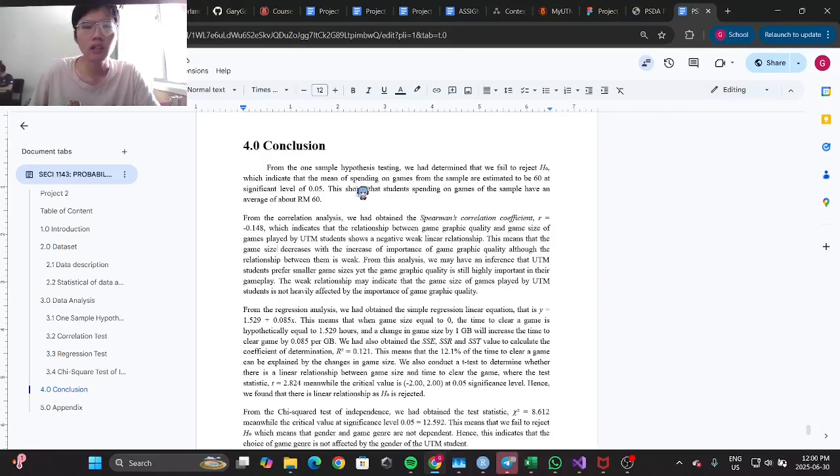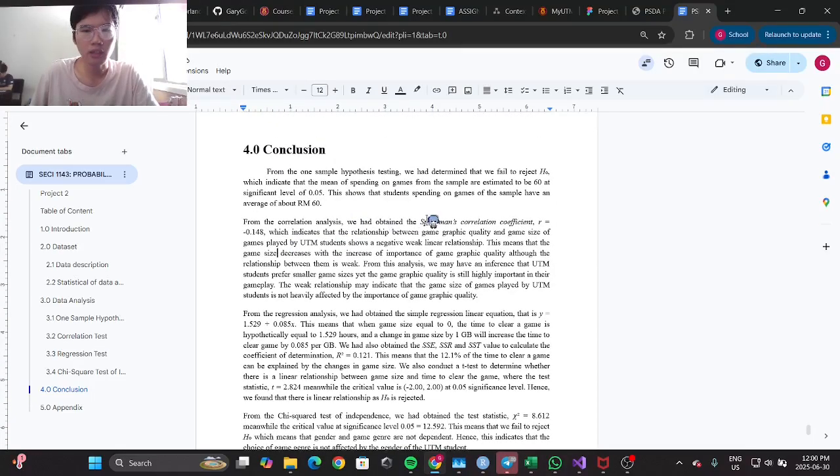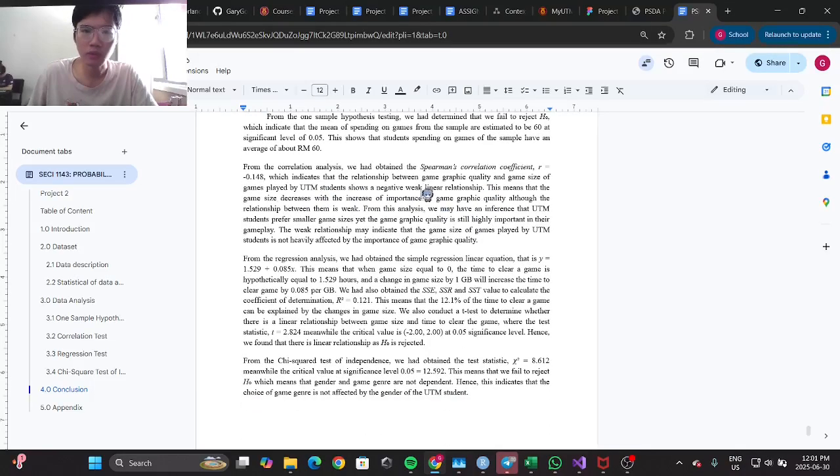For correlation analysis, we obtained the correlation coefficient, which is equal to negative 0.148. The absolute value is close to 0, which shows that the relationship is weak, and the negative sign shows that it is a negative relationship. That means that when the graphic quality increases, the game size decreases. Maybe this shows that UTM students prefer game sizes that are small but still have good graphic quality.